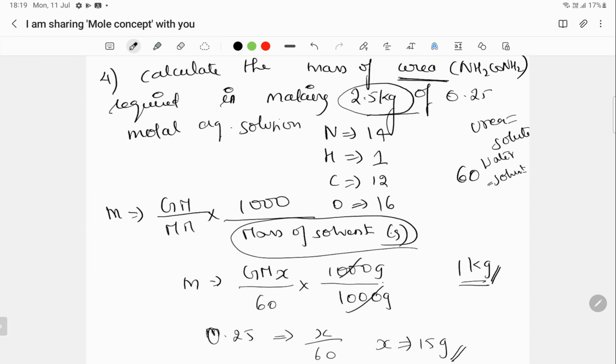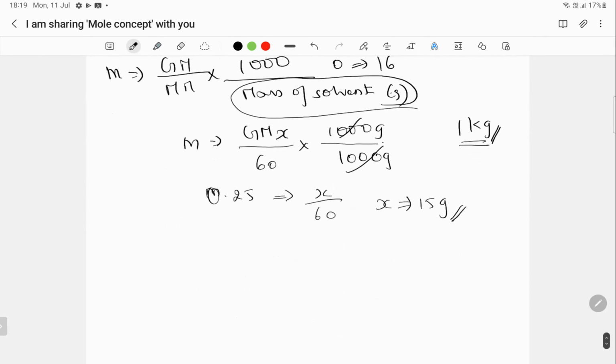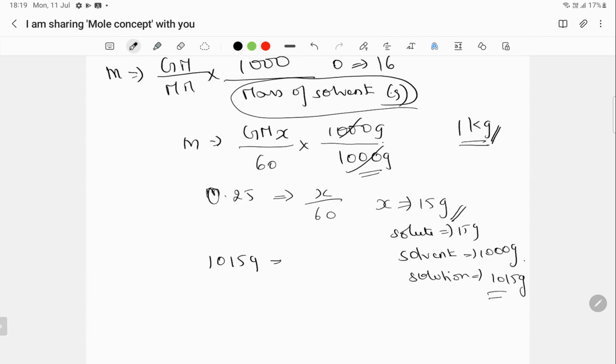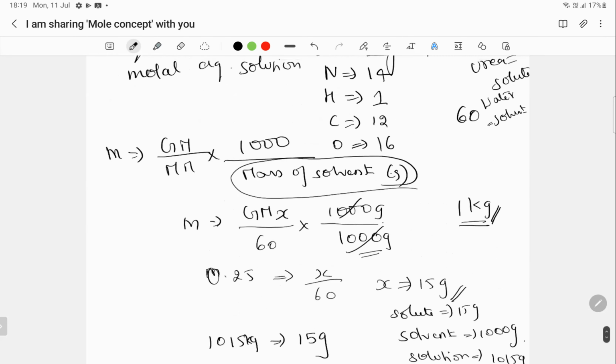Correct? So now we can take it this way. The solvent we took is 1 kg, that is 1000 grams. So solute is 15 and solvent is 1000, which means our solution will be 1015 grams. Here we need to write it as kilograms. So if we take 15 grams, then 2.5 kilograms is present here.